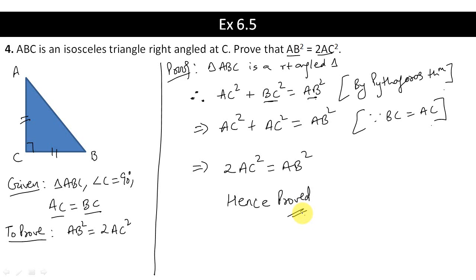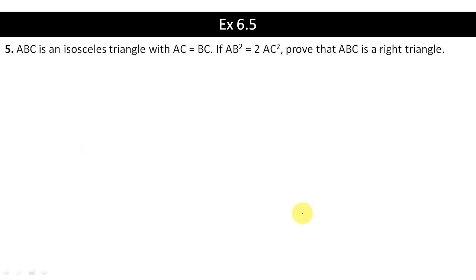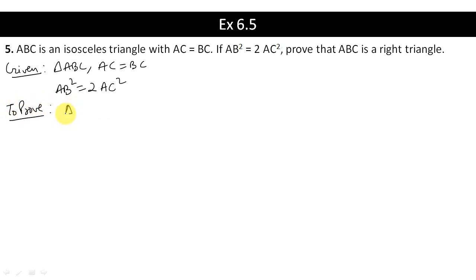Moving on to the next question, question number 5. Now ABC is again an isosceles triangle with AC equal to BC. So it is given that triangle ABC, in which AC is equal to BC. Also it is given that AB square is equal to twice AC square, and I need to prove that triangle ABC is a right triangle, or I can say right angled triangle.